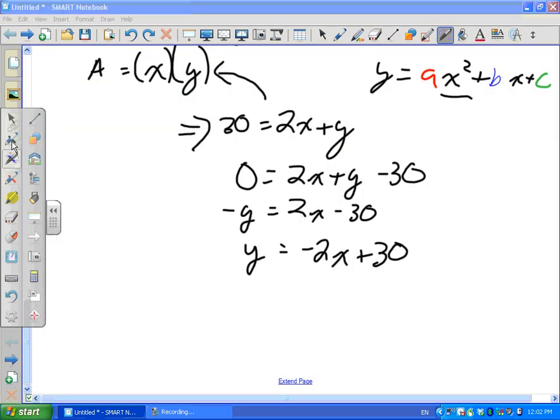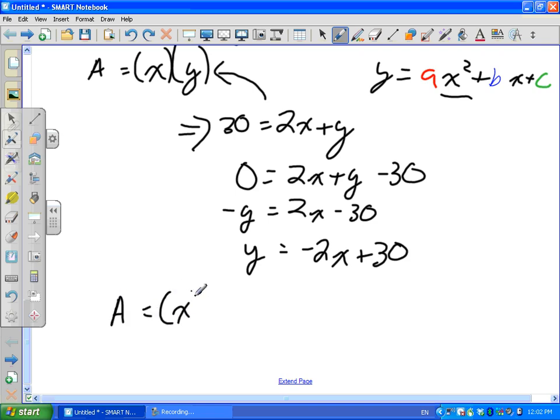So I now have a value to substitute in for my y in my area equation. Okay? So let's get our area equation. A is equal to x. And instead, I'm going to substitute this in for y because we know it's equal to y. So I now have negative 2x plus 30.